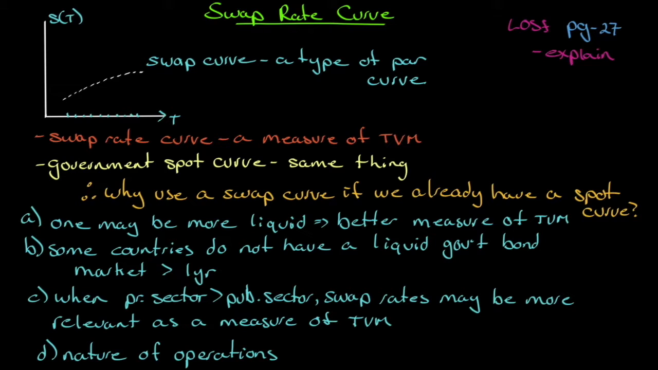So it depends on the nature of the operations, and it would be outside of the scope of this reading to go through a whole list of all of the different types of businesses that would use one versus the other. This is just something you'll learn through experience: be prepared that some places will price out their obligations with either the government spot curve or the swap rate curve.